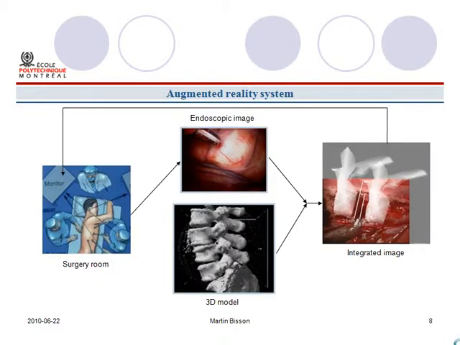So in order to help the surgeons with those difficult procedures, we propose an augmented reality system that will present to the surgeon an integrated image that will combine the endoscopic image and information coming from a preoperative 3D model that would have been registered with those images. Therefore, the surgeon will have more information than the information present only in the endoscopic images.